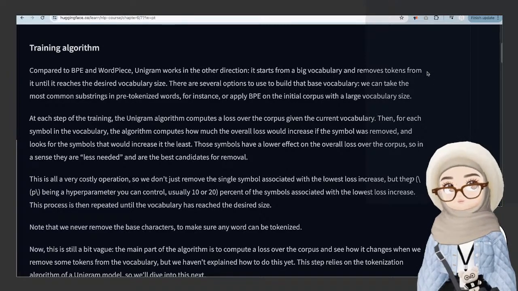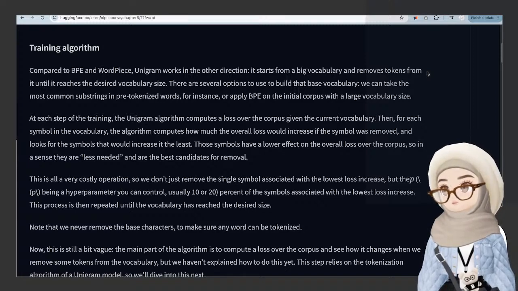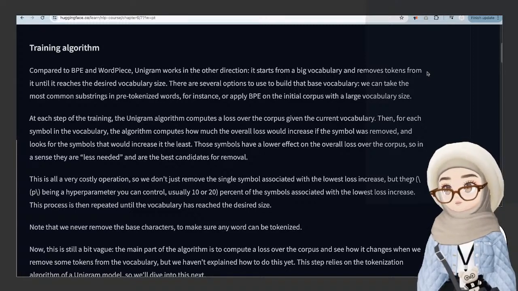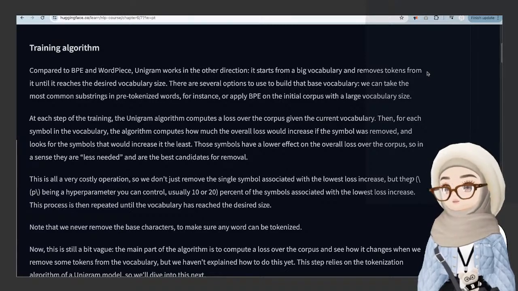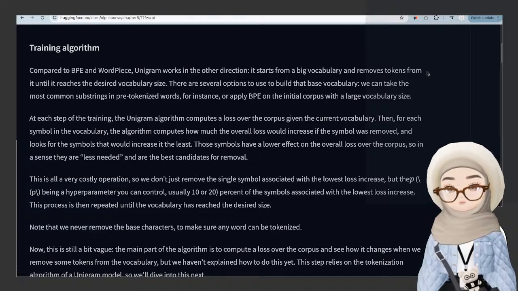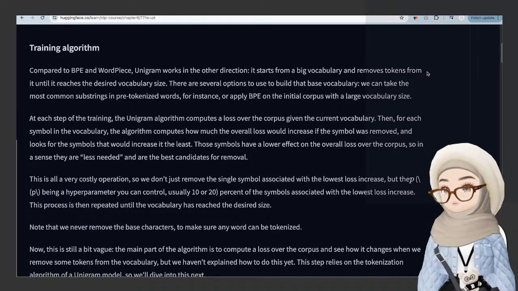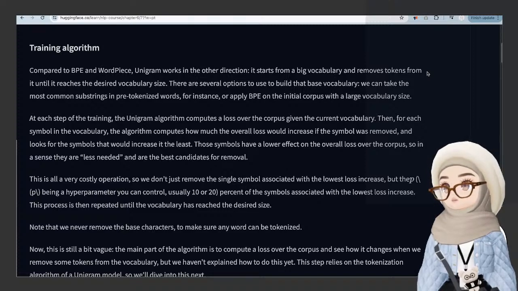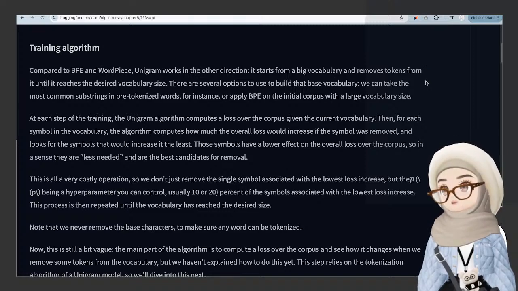Okay, I'll do that. Compared to BPE and WordPiece, unigram works in the other direction. It starts... Oh, okay. The thing is, I've never killed stuff within my vocabulary. I'm like, I have a vocabulary. The end. It starts with a big vocabulary and removes tokens from it until it reaches the desired vocab size.